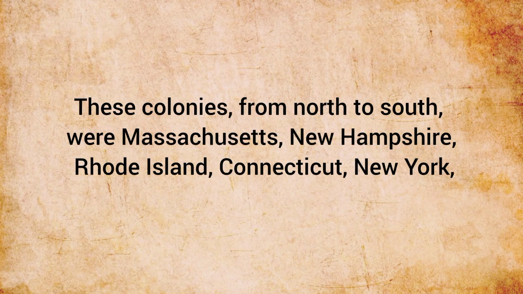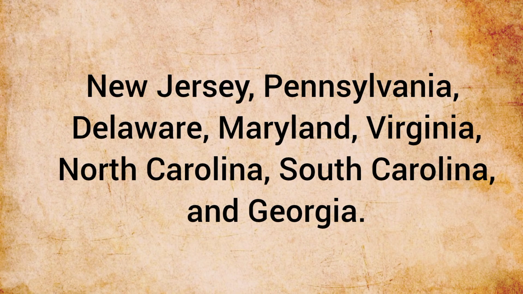of America. These colonies, from north to south, were Massachusetts, New Hampshire, Rhode Island, Connecticut, New York, New Jersey, Pennsylvania, Delaware, Maryland, Virginia, North Carolina, South Carolina, and Georgia.